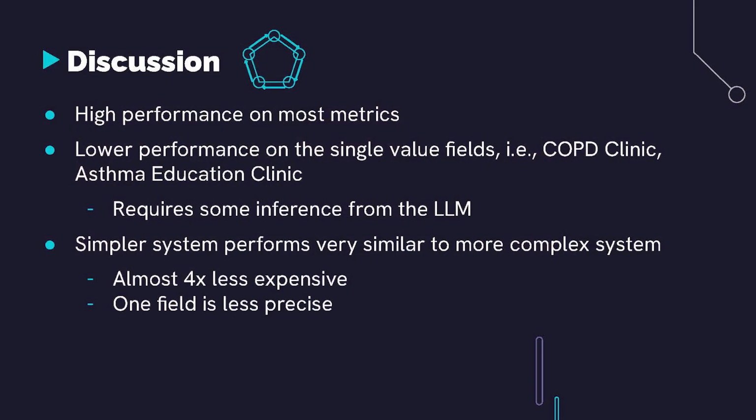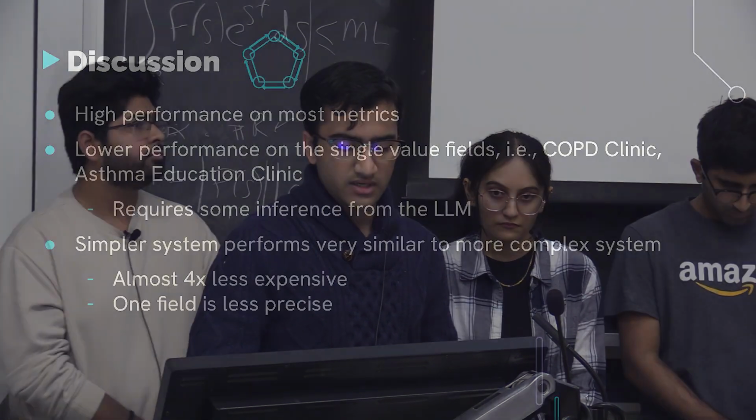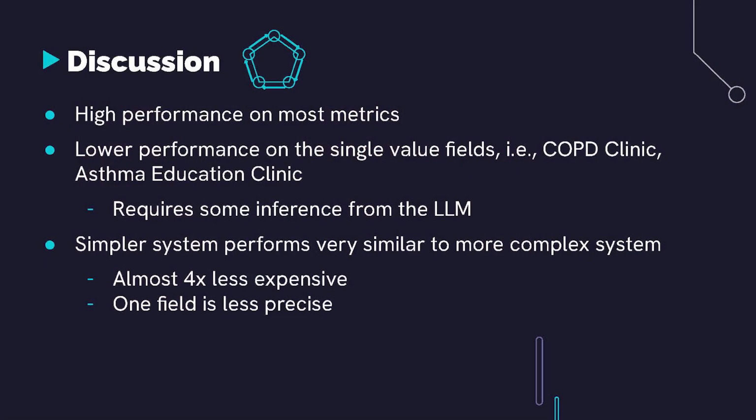So, if we want to see what these results mean, some of the things that we took from it were that we hypothesized that the lower performance on the single select fields was because to fill those in, the model has to do a little bit of inference, because oftentimes the doctor doesn't directly say, oh, I'm going to refer you to this clinic. They say, I'm going to refer you to this area in general, and you have these conditions. So it means that generally that thing should be filled out. And the other thing we noticed is that even though we used a much simpler system rather than the 4 LLMs, we got a very similar performance, although one field's performance was less. So given the business settings, it might actually be beneficial to use the simpler system.